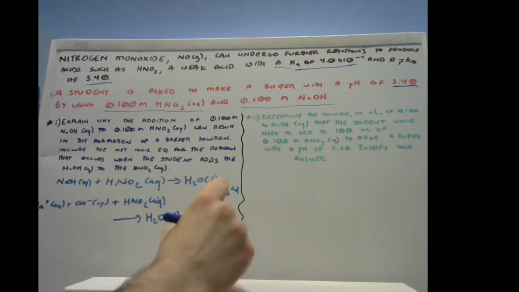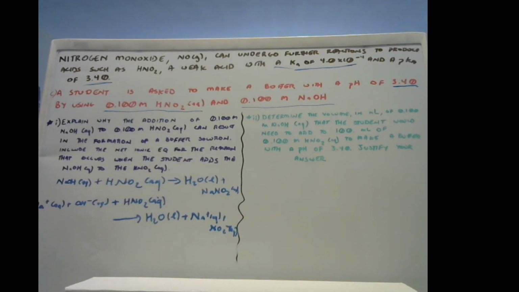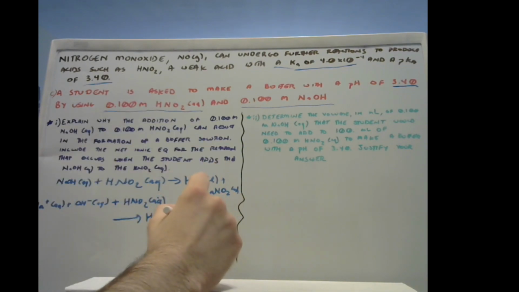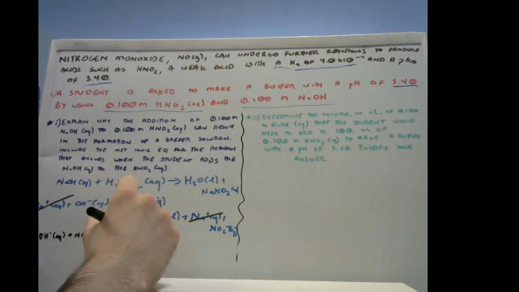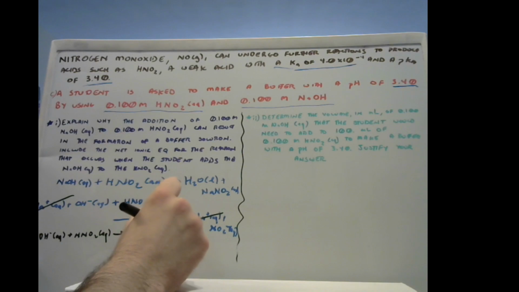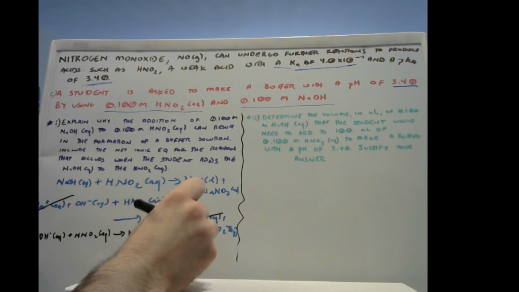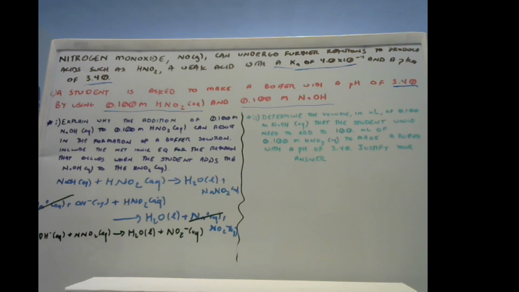And the only ion that shows up on both sides is the sodium. So that's the only thing that gets canceled out, leaving me with a net ionic equation of hydroxide plus nitrous acid goes to water and nitrite. And the entire story kind of comes out of that equation.